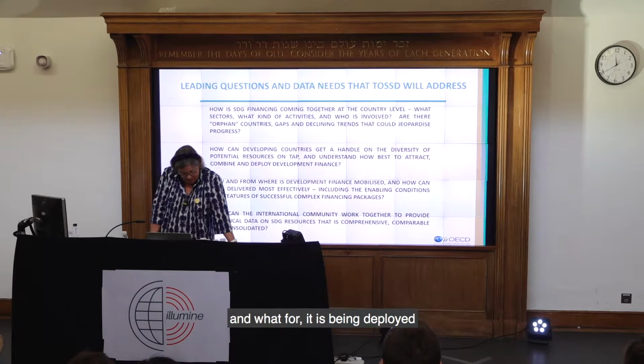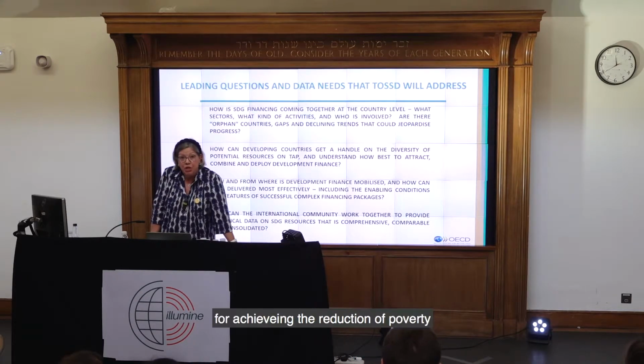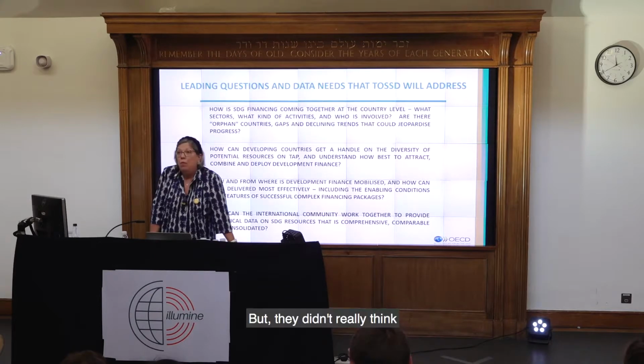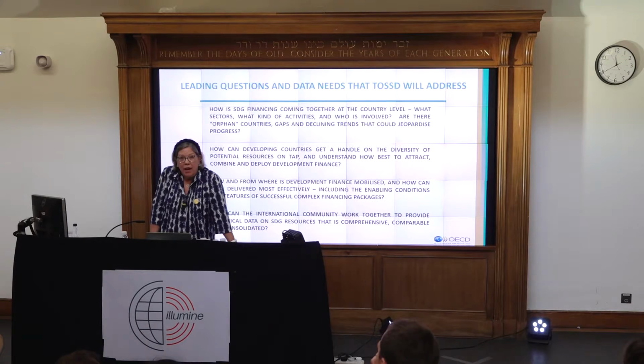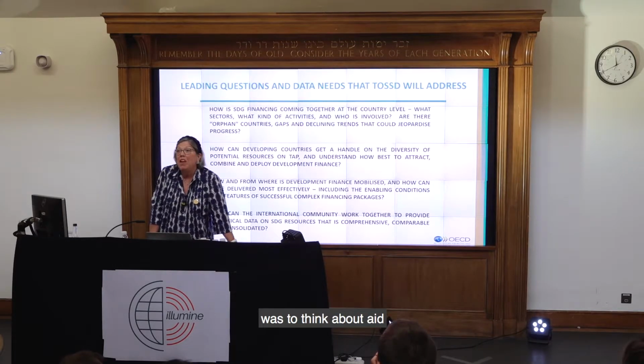The Millennium Development Goals were the world's first attempt to develop a global agenda for achieving the reduction of poverty and the improvement of welfare of countries and peoples all over the world. But they didn't really think, when they devised the SDGs, about the money. The only thing that they thought about in terms of the resources that agenda was going to call for was aid, official development assistance.